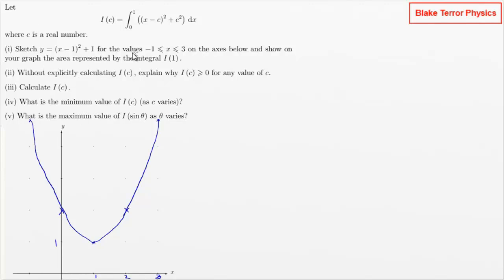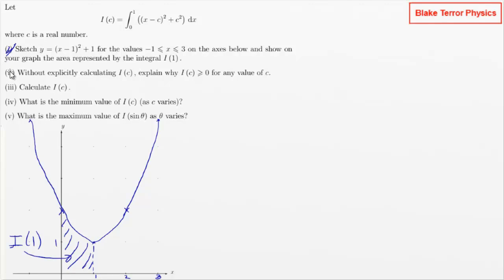But that sketches it out, and then we need to show on the graph the area represented by the integral, and that's going between 0 and 1. So we just drop that down there and shade in that, and then we can say, yep, that is what they called I1. Okay. So a little bit rough, but that's what you get drawing on a screen.